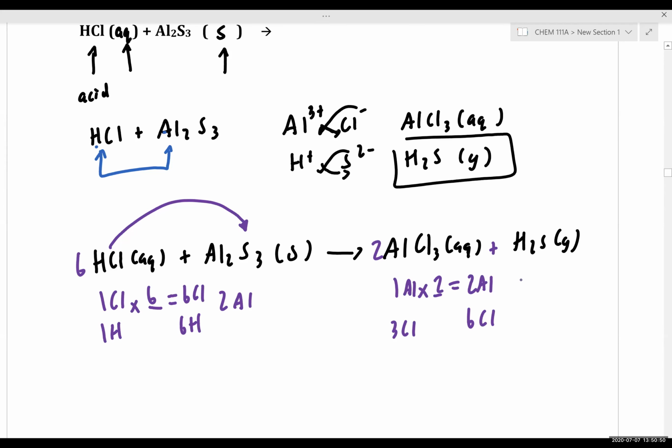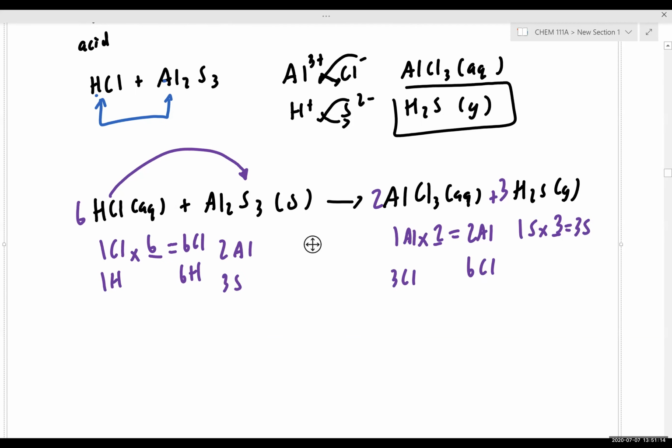We have 6 hydrogens on the left. Actually, let's look at sulfur since it's easier to count. We have 3 sulfurs on the left and 1 sulfur on the right. 1 times what would give us 3 sulfur? What coefficient do we need for hydrogen sulfide? 3, yeah. Okay, so that's the traditional method.